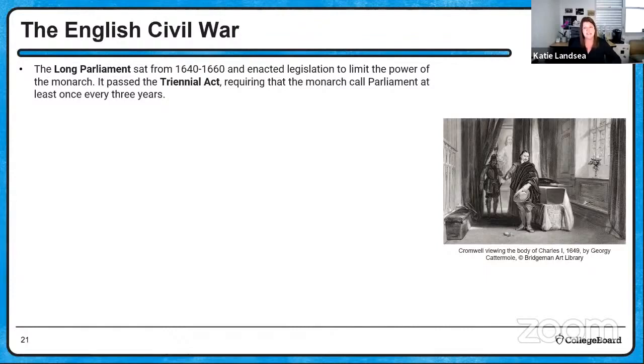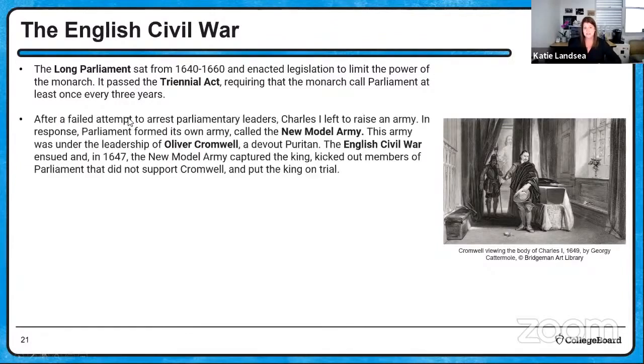And it immediately wanted stuff now that it's been called. It enacted legislation to limit the power of the monarch. It passed the Triennial Act, which said that it had to be called at least once every 3 years.